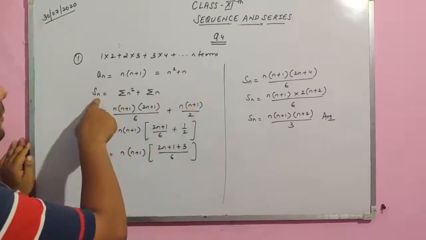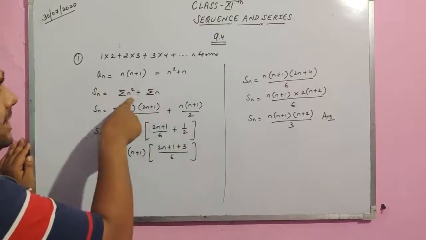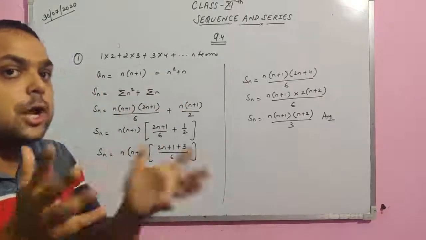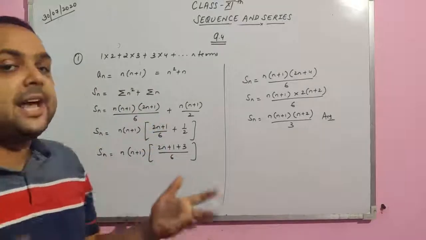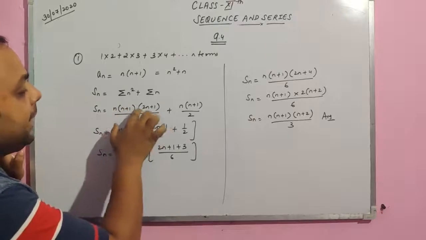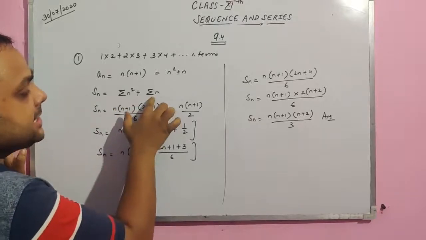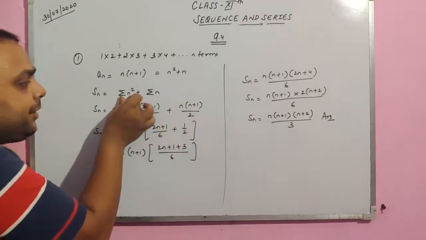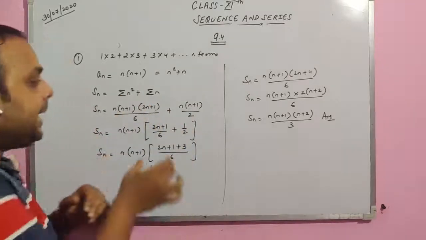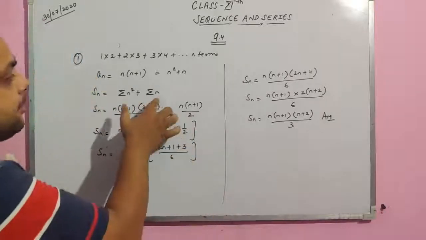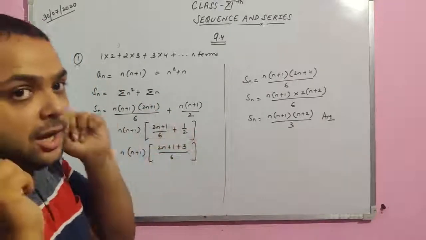Now applying the concept of sum, we get sigma of n square plus sigma of n. Sigma stands for the sum. The sum of n square, of the first n natural numbers, gives us n into n plus 1 multiplied by 2n plus 1 upon 6, and the sum of n natural numbers is n into n plus 1 upon 2. So in place of sigma n square, I have applied the concept of the sum of squares of the first n natural numbers, and sigma n is the sum of the first n natural numbers.